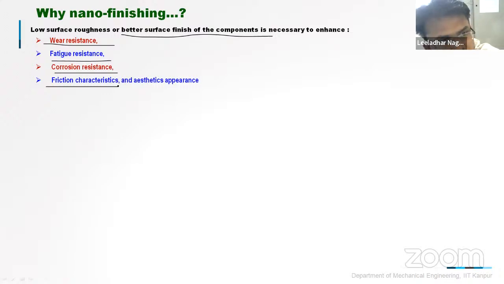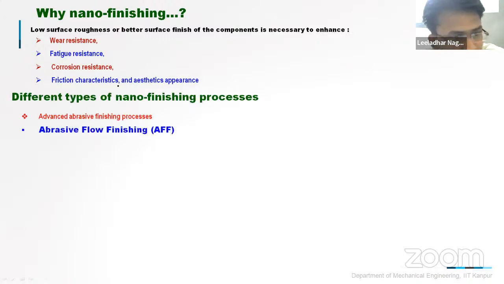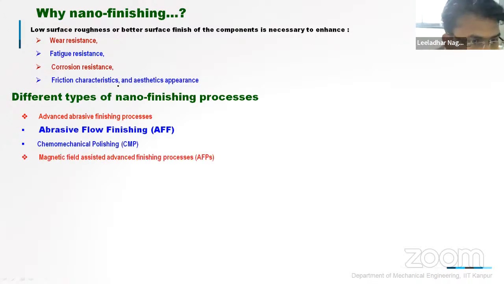So all these are the things that we have to say, yes, these are the reasons why we need the nano finishing processes. I will show in the upcoming slides what these are. So we will have different types of nano finishing processes and advanced finishing processes.